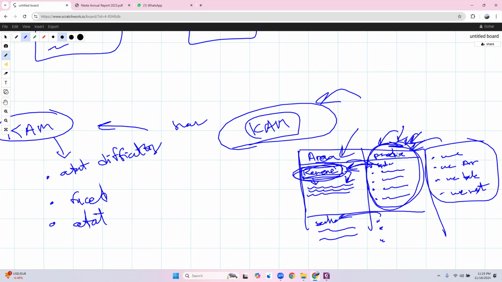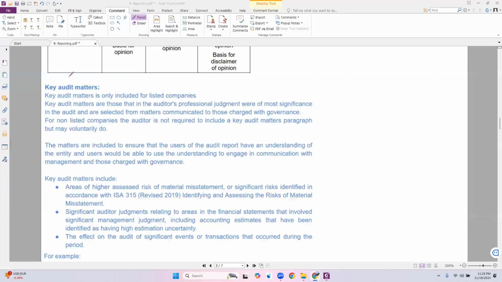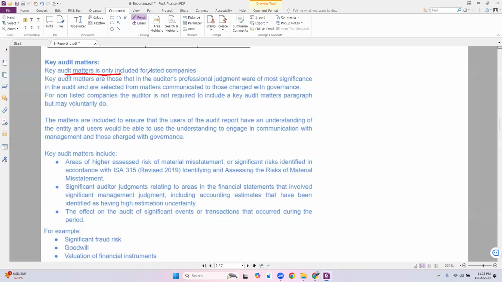Great. Let's move towards the notes now, because the note is important here. Key audit matters are only included for listed companies. You should know this. Key audit matters are those that, in the auditor's professional judgment, were of most significance in the audit and are selected from matters communicated to those charged with governance. Leave this line for now. Just read it till "which were of most significance in the audit."